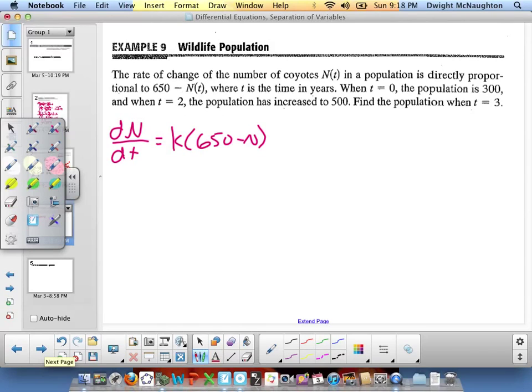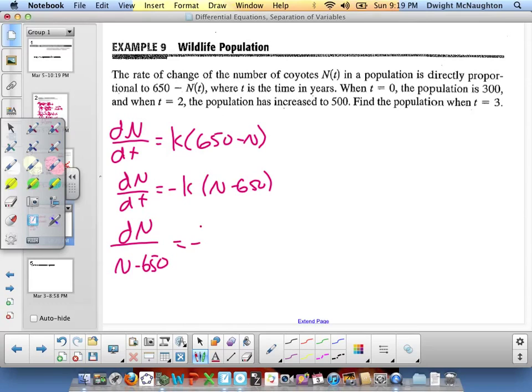All right, so let's separate. A little trick here. I don't like this negative n because it's going to make it a little tricky to do. So I'm going to factor that out. Let's make it negative k times n minus 650. This makes the problem easier to do. All right, we'll separate. We got dn over n minus 650 equals negative k dt.